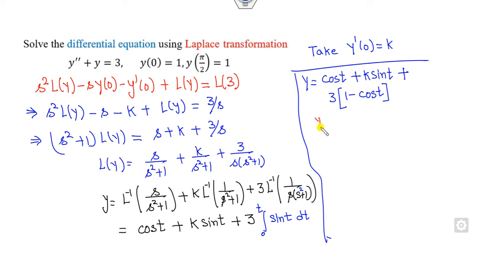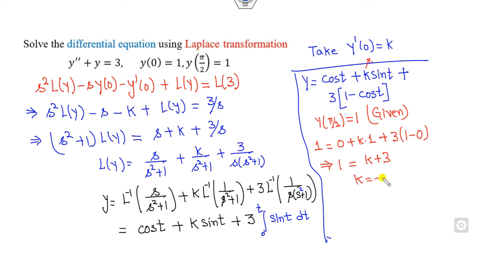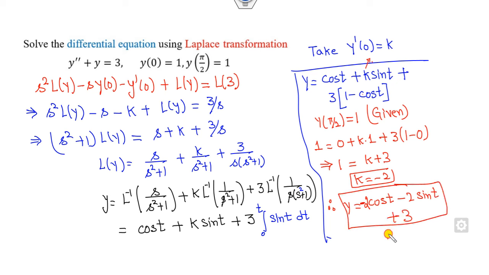Now you can use y of pi by 2 is 1, it is given, to find the value of this k. So what is that? It's 1, cos pi by 2 is 0, sine pi by 2 is my 1, plus 3 times (1 minus 0). So that implies 1 is k plus 3, k will be minus 2. So therefore the solution will be cos of t minus 2 sine of t plus 3 minus 3 cos of t. So I can write it as minus twice cos of t minus twice sine of t plus 3 is my right answer of this problem.